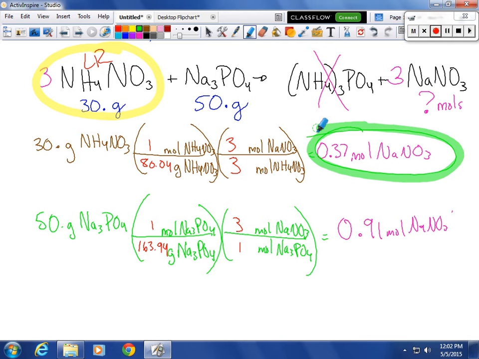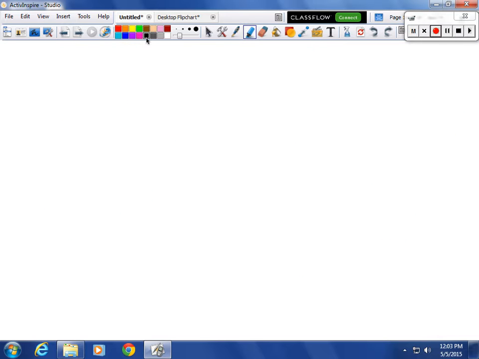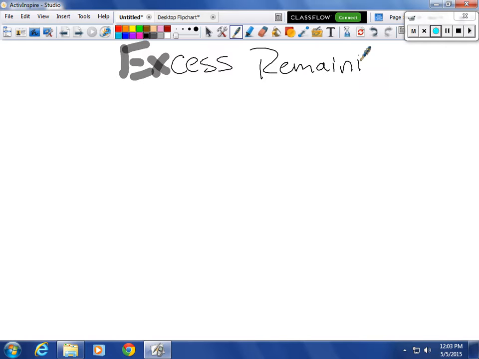Part C. How much of the excess reactant is left over after the reaction is complete? All right, so here's the deal. Limiting reactant, after the reaction has run, how much is it going to have? It runs out first. So of that 30 grams, how much are you going to have at the end? None of it. Of the 50 is what we're trying to find out how much is left. So you may want to jot these down. These are the steps for excess remaining, and it's only 2 steps.